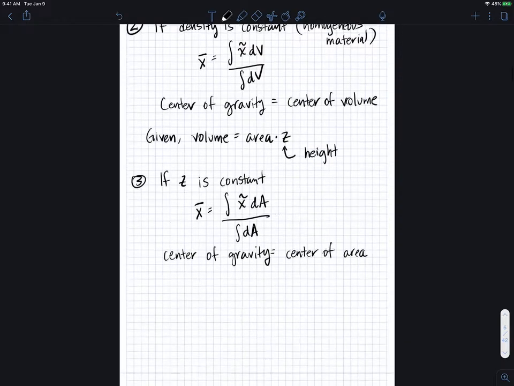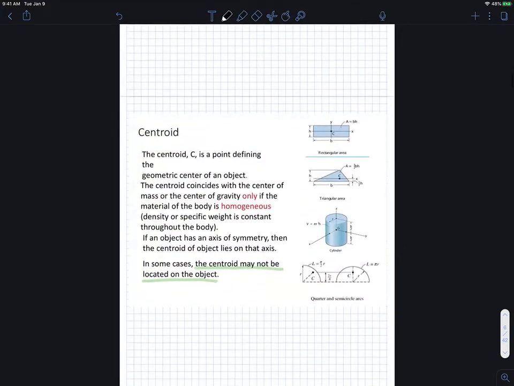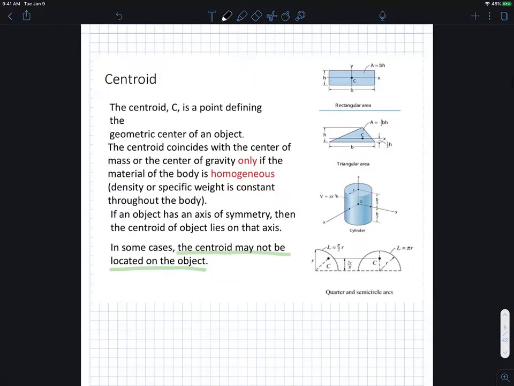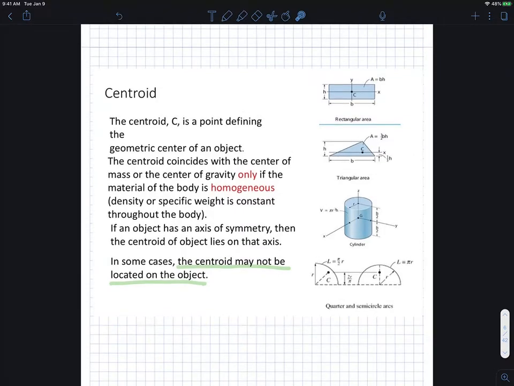And this is what brings us to the concept of the centroid. The centroid is the point defining the geometric center of an object, and we're going to make all of the assumptions above when we look at our objects. So the centroid is essentially the center of gravity point, and again, only if the material is homogeneous. And if it has an axis of symmetry, then we know the centroid is going to lie on that axis.